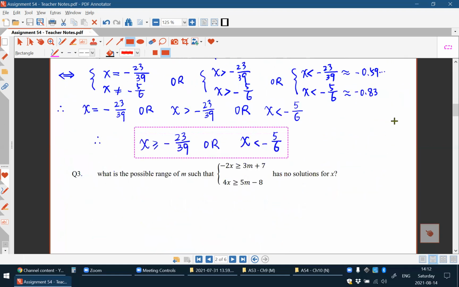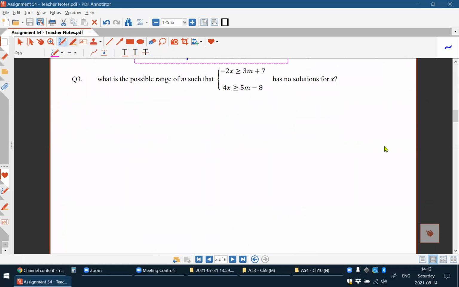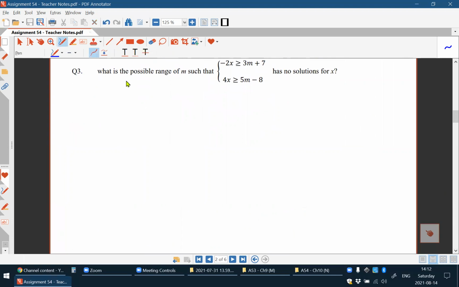No questions? All right, let's see. Question 3. What is a possible range of m such that the system of inequalities has no solutions for x? Okay, for a question like this, first of all, we can try to solve the system of the inequalities in terms of x, right? Okay, so let's call this system star.